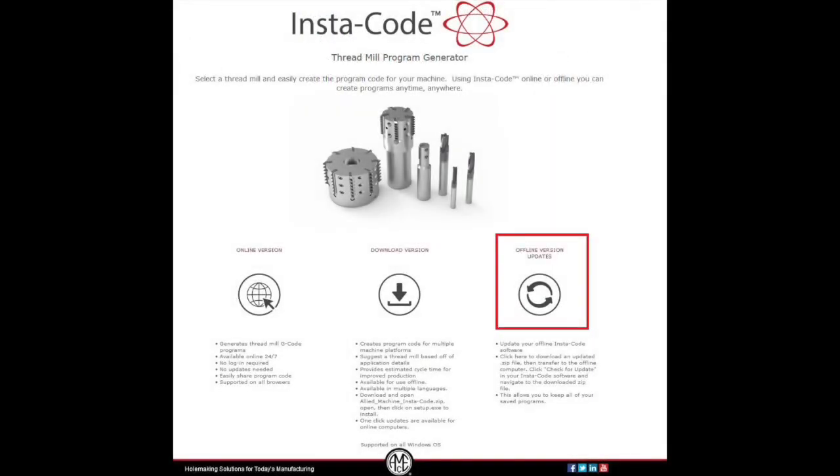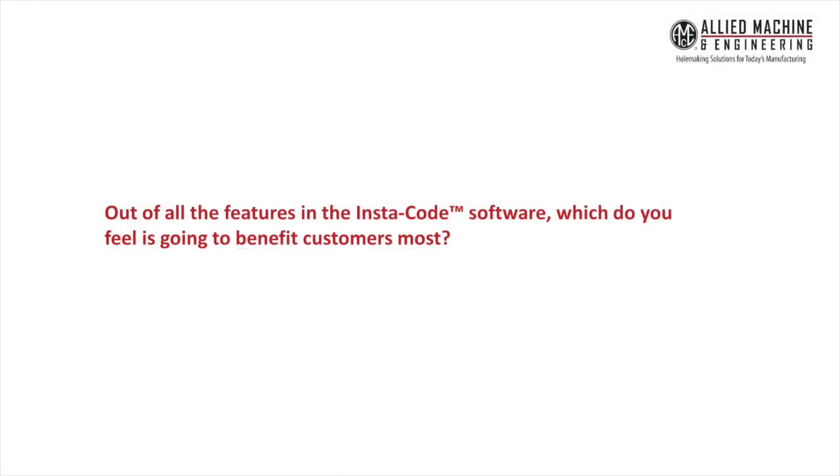Occasionally we release updates to it, maybe we have new product launches, and we want to make sure that you have the most up-to-date information. There's an easy offline updates button right beside your download button. You'll download it and take it back to the machine where you have installed the software, and it'll put the updates there for you.